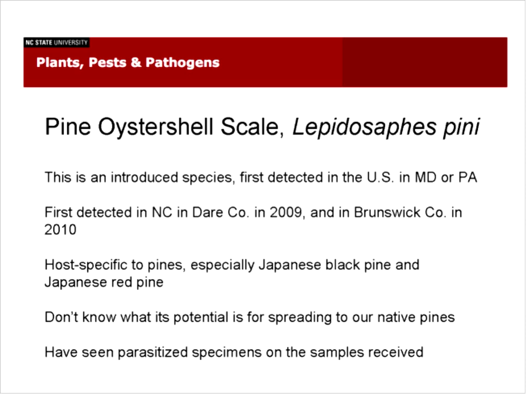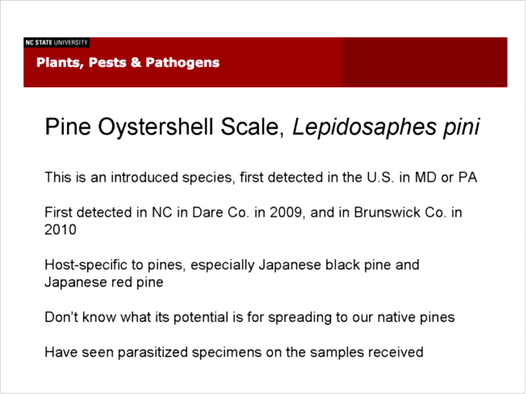So it has the potential to be all along the coastline wherever Japanese black pine has been planted. It's reported from Japanese black pine, also Japanese red pine, which we don't very often get into the clinic here, but I don't know what its potential is for spreading to our native pine species. And of course, if it gets into loblolly and longleaf and other pines, that could be a very big problem.